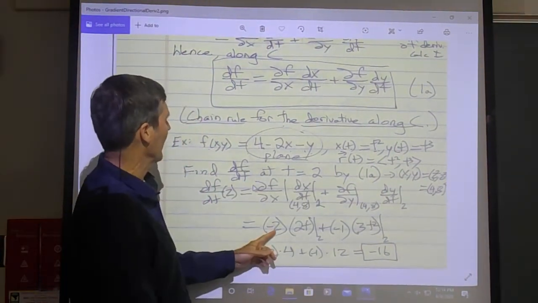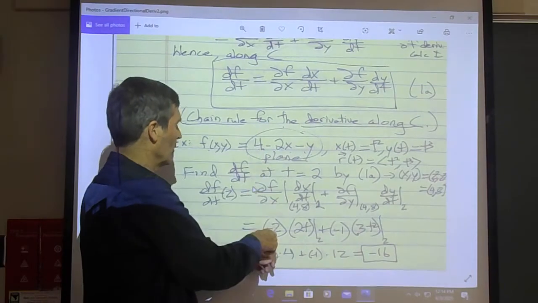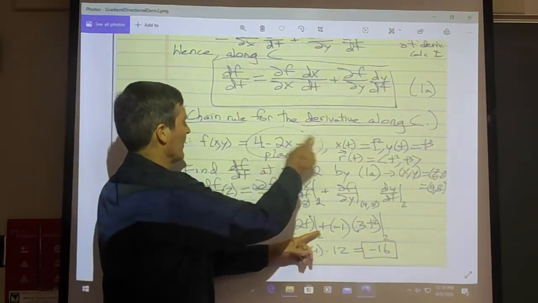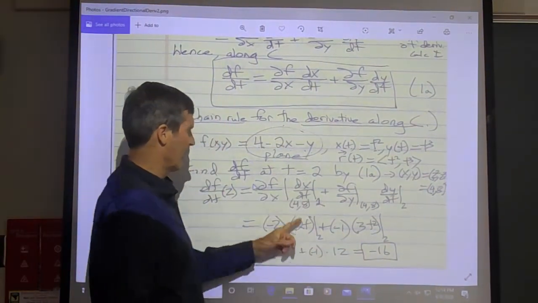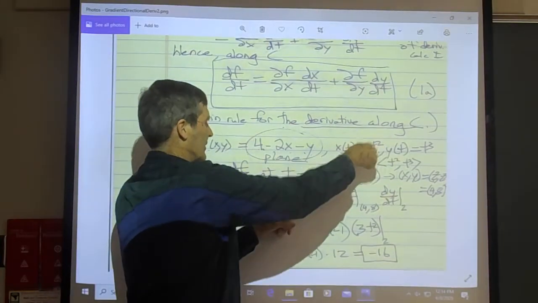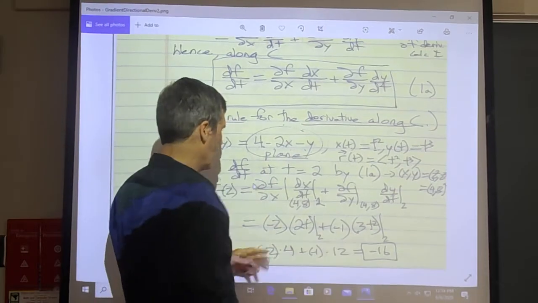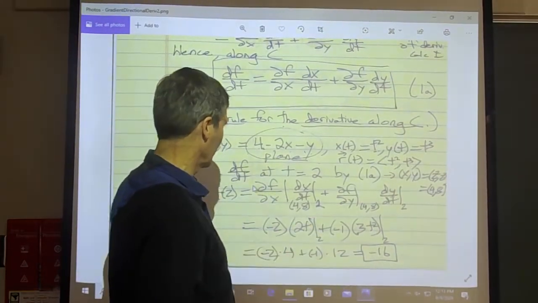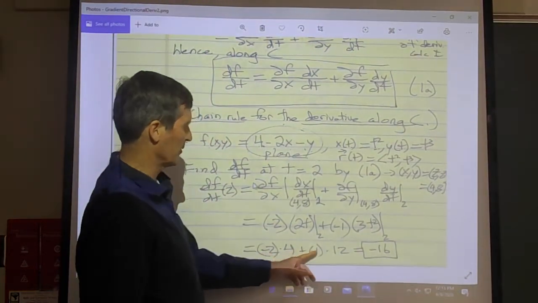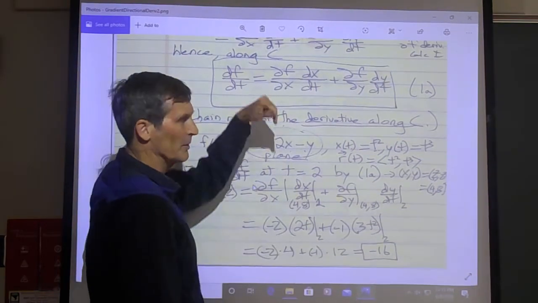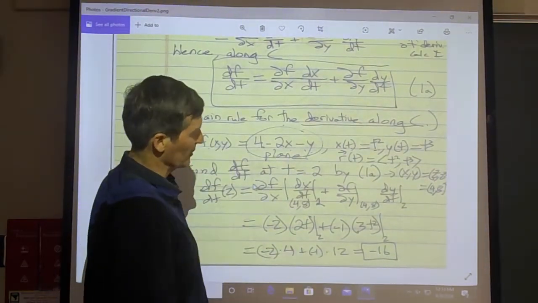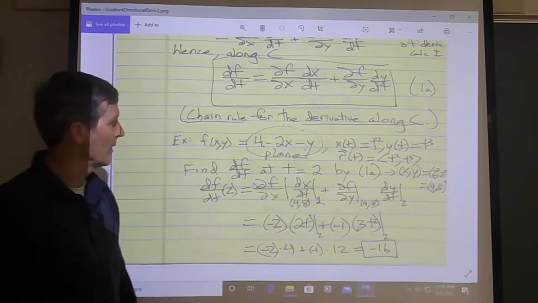And what do I get? df dx is negative 2. df dy, you take the derivative of this, is minus 1. And dx dt, the derivative of t squared is 2t, and the derivative of t cubed is 3t squared. So we plug in all those derivatives at those points, and we get minus 2 times 4 plus minus 1 times 12. Minus 16, we're descending at 16 feet per second. Descending since it's negative, right?